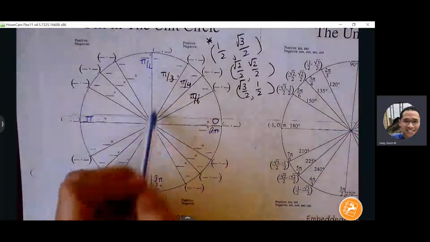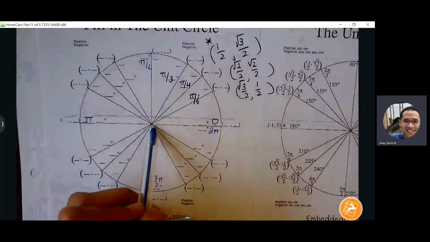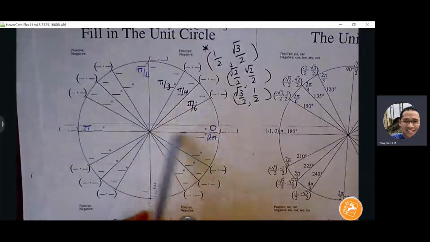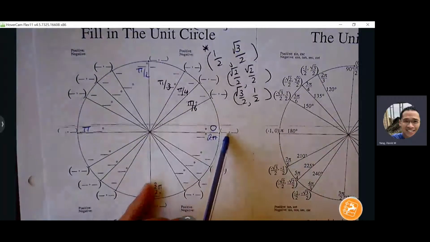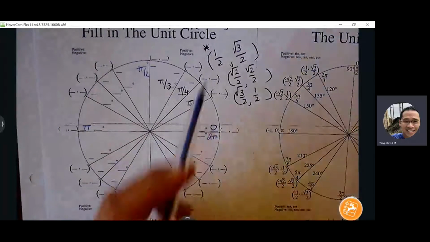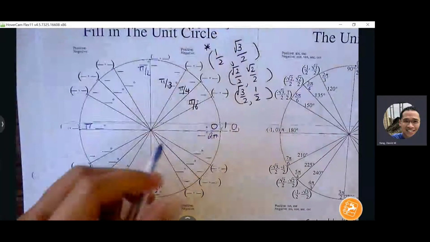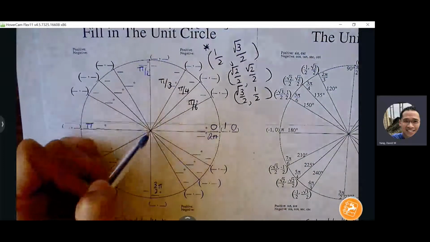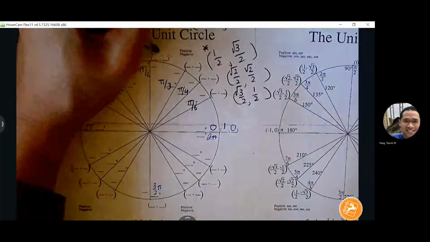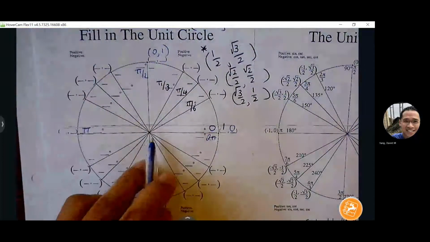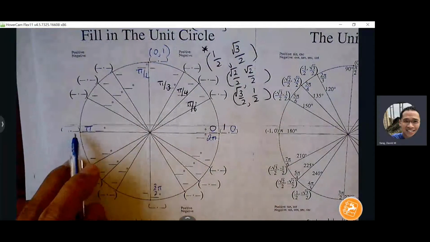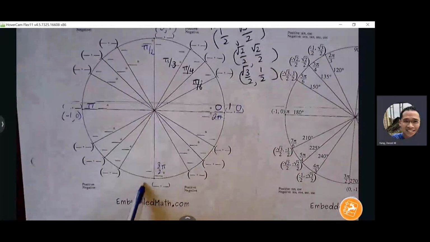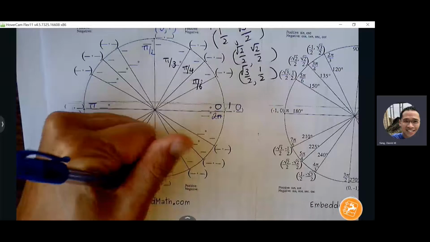All these ordered pairs are going to be 1 unit away from the origin, so we call it a unit circle because everything is 1 unit away. That means this ordered pair is going to be 1, 0. This ordered pair is 1 unit on the y-axis, so 0, 1. Negative 1, 0. And then finally, 0, negative 1.